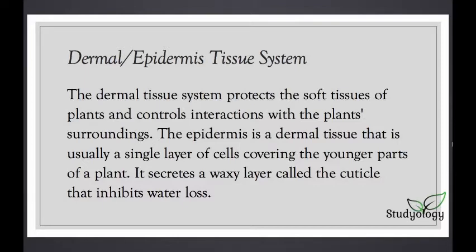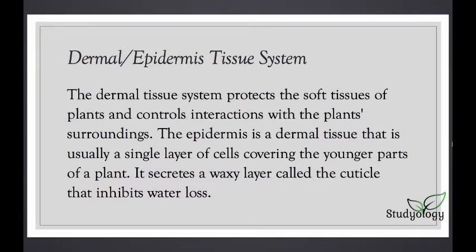So, the dermal tissue system protects the outer layer of the plants and controls the interactions with the plant surroundings. If you have watched session 2, which is the plant tissues, I mentioned the stomata, which is present in the epidermis. The stomata is basically an organ that helps to exchange gases. That is what interaction with the plant surroundings means.